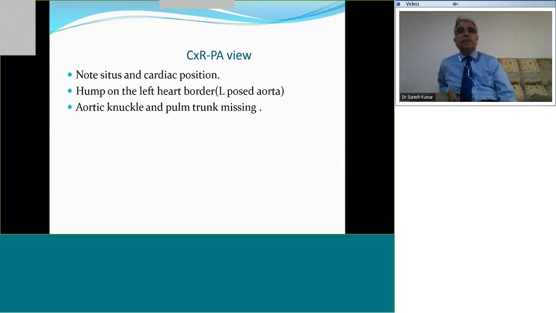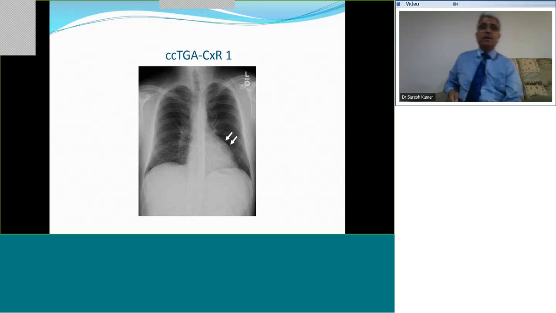In chest X-ray, look at the situs and the cardiac position. You can see a hump on the left heart border. I'll point this out in a second. And aortic knuckle and the pulmonary trunk are missing. Look at this. You find a hump on the left heart border. This may be a little higher than this. Otherwise, this X-ray is normal.